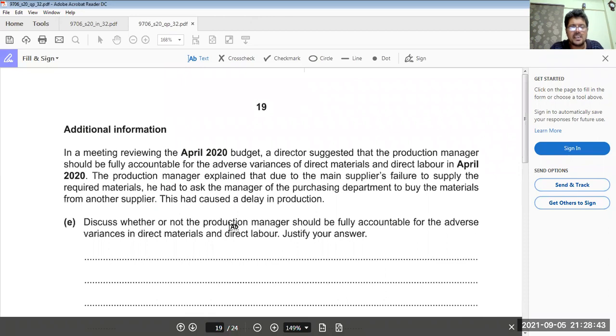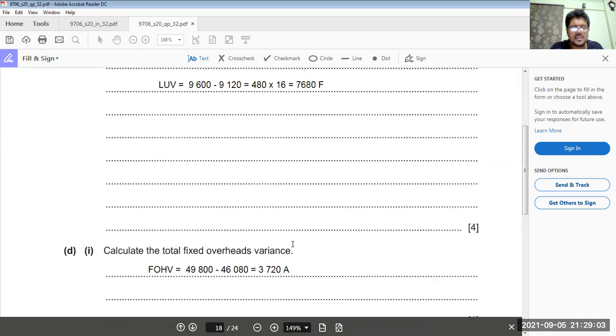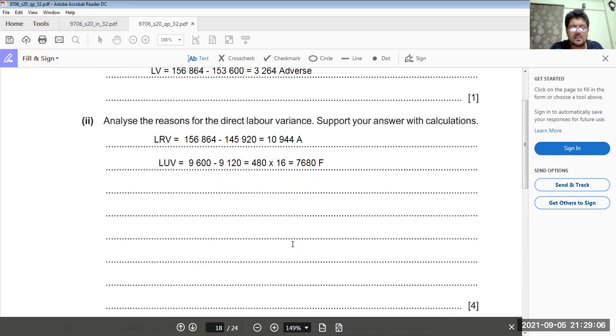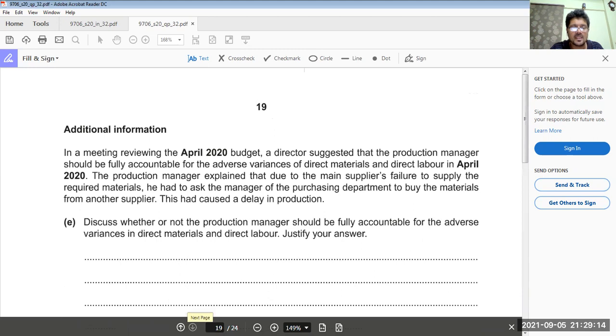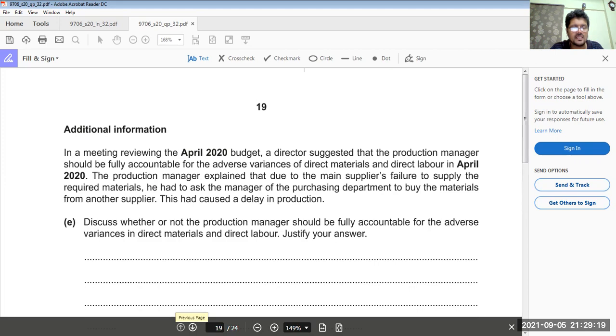Now see, in a meeting reviewing the April 2020 budget, the directors and the production manager should be fully accounted for the adverse variance of direct material and direct labor. How can the production manager be responsible for adverse variance of direct material and direct labor? He is only responsible for the efficiency variance, and labor efficiency or labor usage variance is favorable. The purchase department is responsible. Are you getting my point here? Okay.